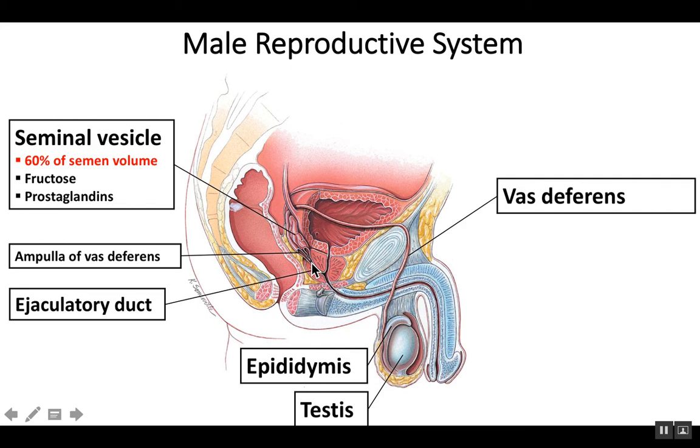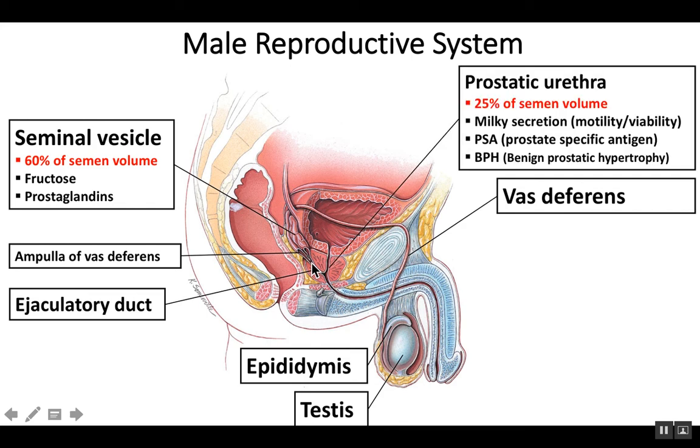And the two ejaculatory ducts are going to meet up with the prostatic urethra, which is coming from the urinary bladder. So this is where the urinary system joins the reproductive system. So the rest of the way, that urethra can be used for both the transport of urine and also the transport of semen. The prostate's going to add 25% of semen volume. It's a little more milky secretion. It has a lot of things that promote motility and viability of the sperm.